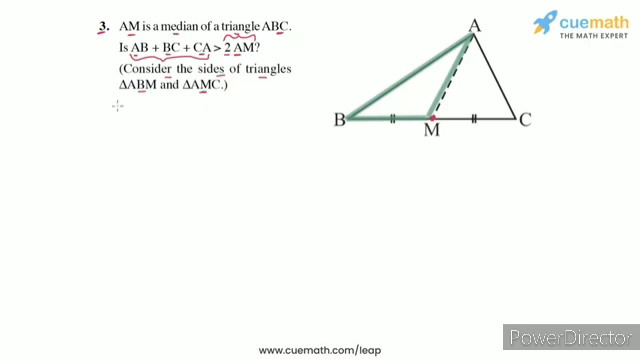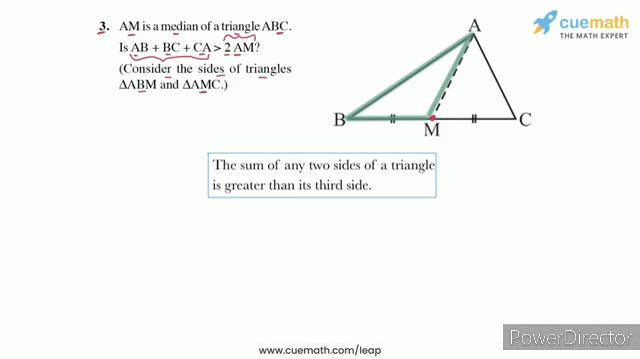Now we can make use of the property that in any triangle the sum of any two sides is greater than the third side. So in triangle ABM that I've highlighted, we can say that the sum of AB plus BM will be greater than AM, right? So by using this property, we can say that in triangle ABM, we must have AB plus BM as greater than AM.